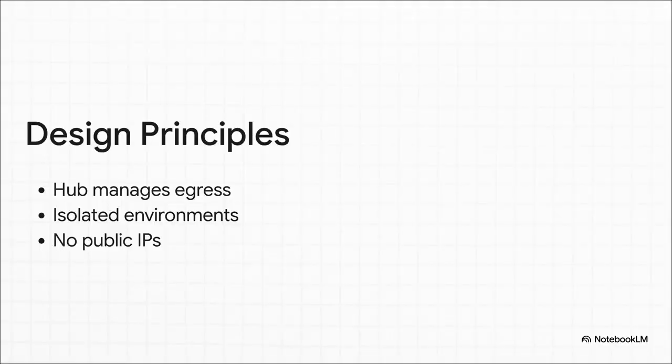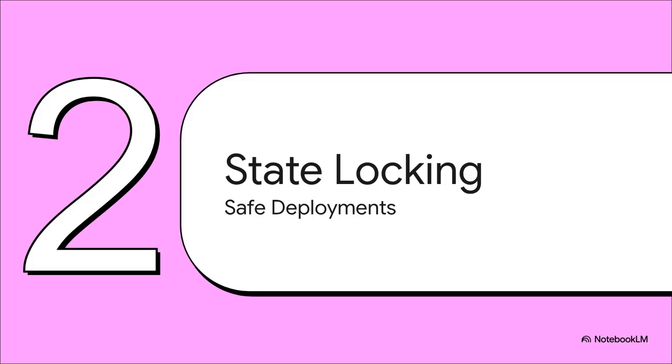To quickly recap Step 1, we've got a hub that centralizes all internet egress, spoke networks for dev and prod that are strictly isolated from one another, and a heavy least privilege approach where traditional SSH and public IPs are completely ripped out. Moving right along to Step 2, Terraform State Locking.